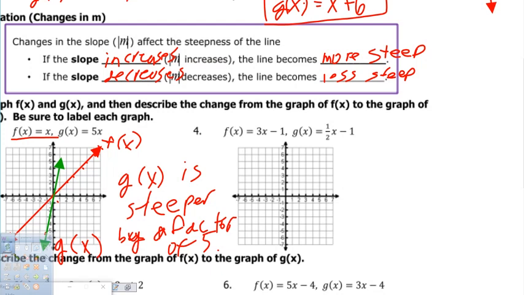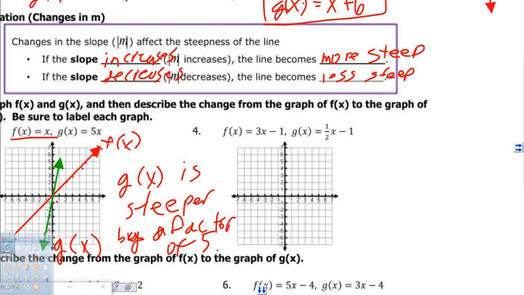Okay? So, number 4. Let's take a look at this one. Says that we are starting off at 3x minus 1. Okay, so we're going to start off at negative 1, and we're going to go up 3, 1, 2, 3 over 1. Again up 3 over 1, and again, and again. Okay, and we can go ahead and draw a line through there, just like that. Okay, and there's that.